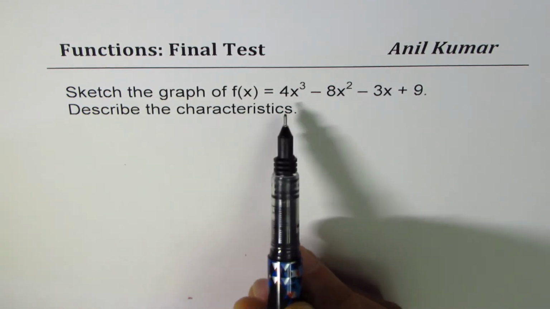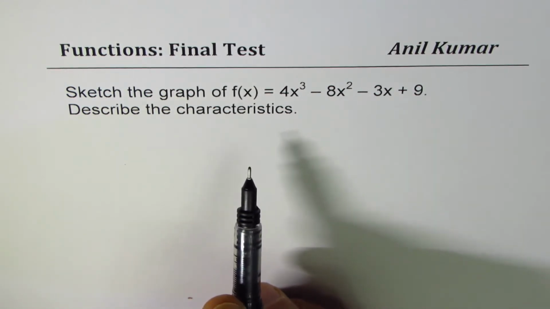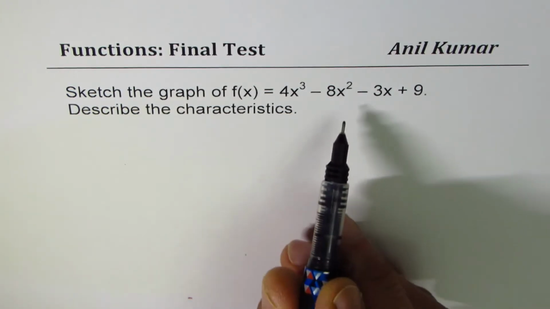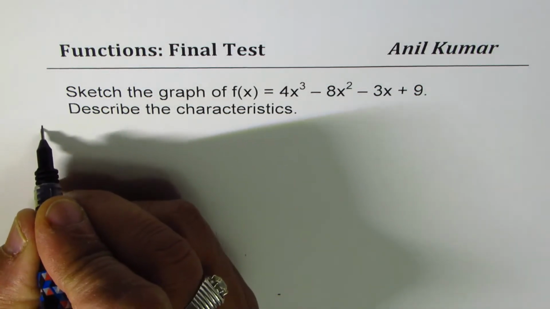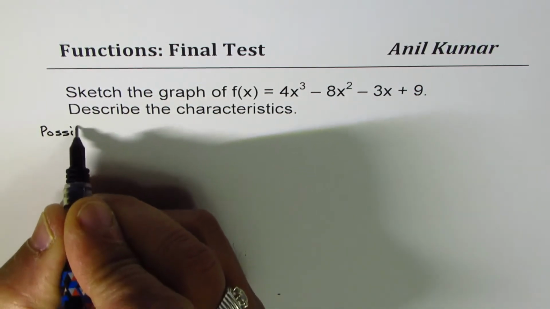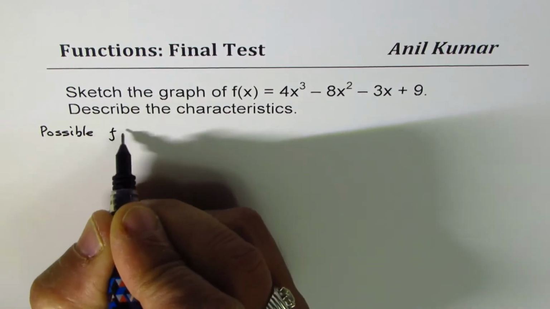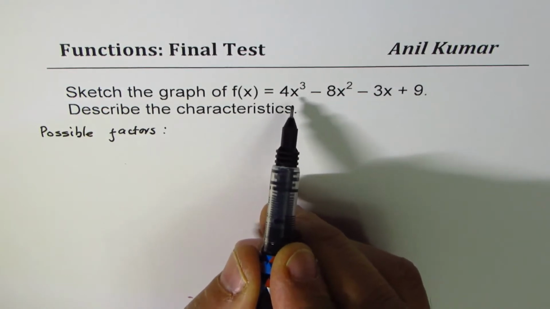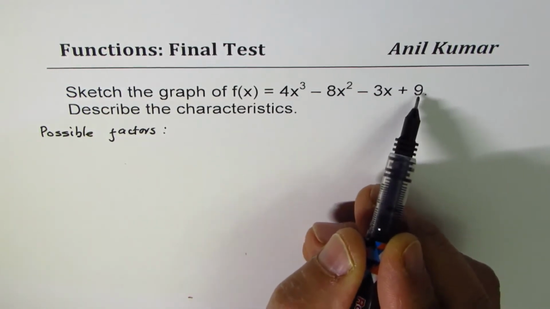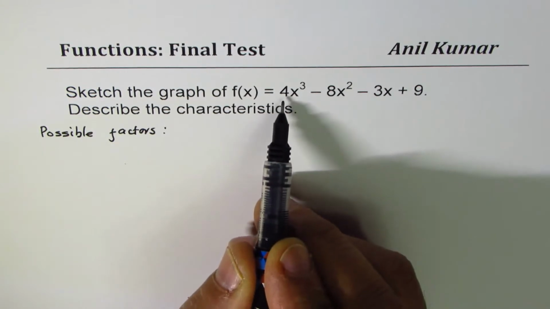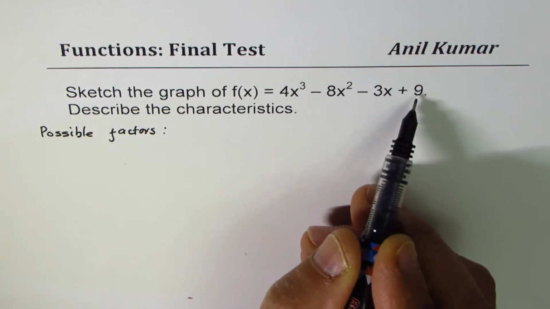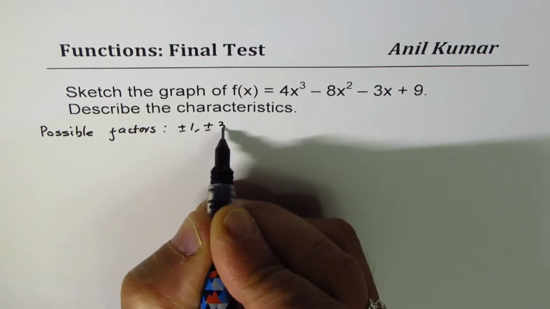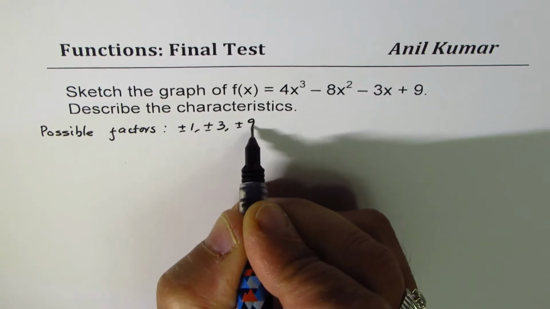To begin with, we are given a cubic function. We should be in a position to factor this one, and to factor, what values can we try? So let's look into possible factors. Possible factors are ratios of factors of 9, which is a constant, and factors of 4. So let's list all the factors of 9. For example, plus minus 1, plus minus 3, plus minus 9.